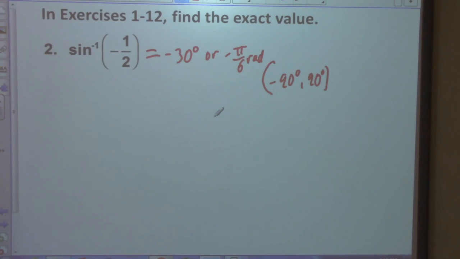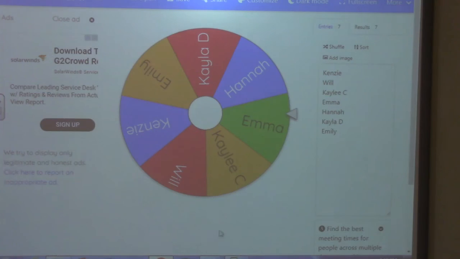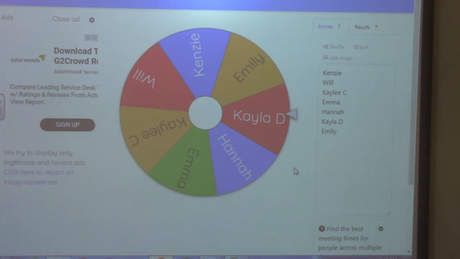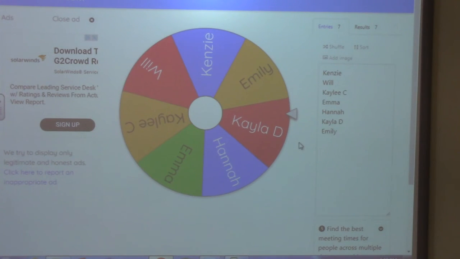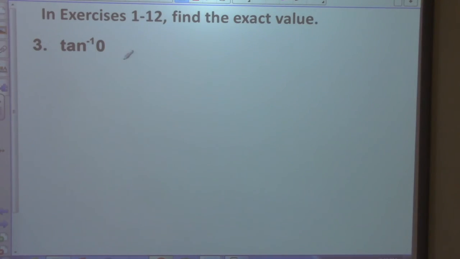Okay, next. Number 3. Inverse tangent of 0. So what angle produces a tangent of 0? 0 or 360. Yeah, it's going to be 0 degrees, or 0 radians.